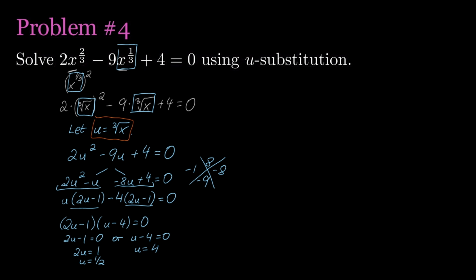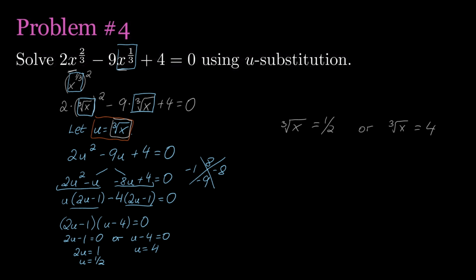Again, those are our u solutions, and we need to use our dictionary, our substitution equation, in other words, to translate them back into the language of the original variable in our equation, which was x. We need to translate it back to the x language. So in these two equations stating the u solutions, we replace every occurrence of u with the cube root of x according to our dictionary. So we really have the cube root of x equals 1/2, or the cube root of x equals 4.